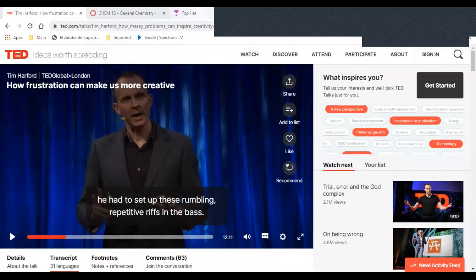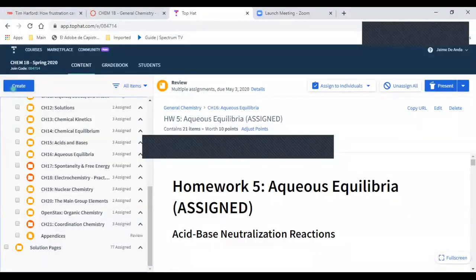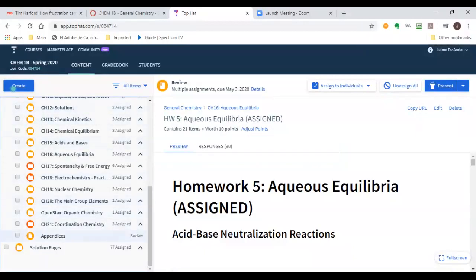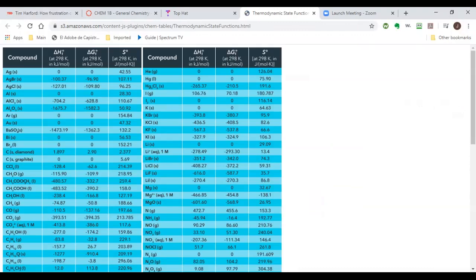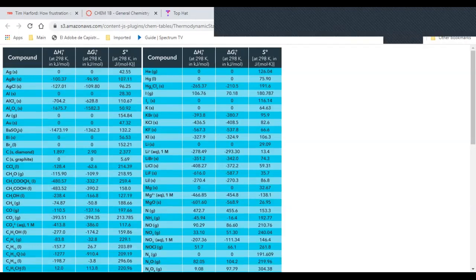Don't forget that in Top Hat you have these appendices, and one of them, Appendix 4, has all of these state functions. Last time we looked at the property of delta H of formation. Here in the third column, you have the standard entropies, so you can look them up in there. And remember that anytime you do these kinds of processes, you may end up with different values, depending on the source.